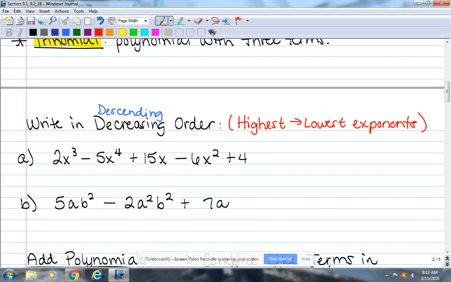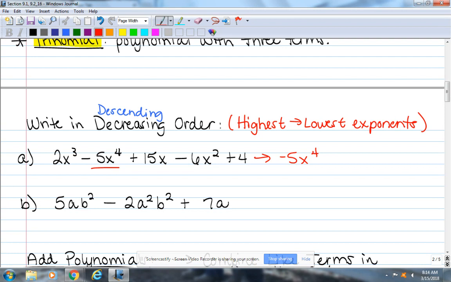Okay? So problem A says 2x to the third power minus 5x to the fourth power plus 15x minus 6x squared plus 4. That's a big, long 5-term polynomial. So what's the highest exponent we see here? Fourth power. So the leading coefficient is going to be negative 5x to the fourth. And I'm going to underline them as I write them so I don't recopy myself and I don't leave anything out. What is my next highest exponent?